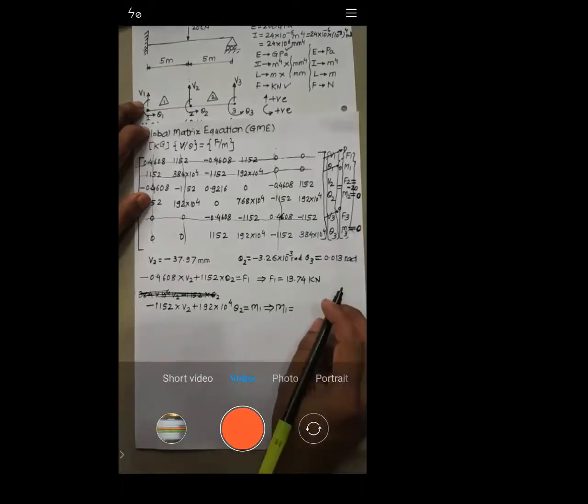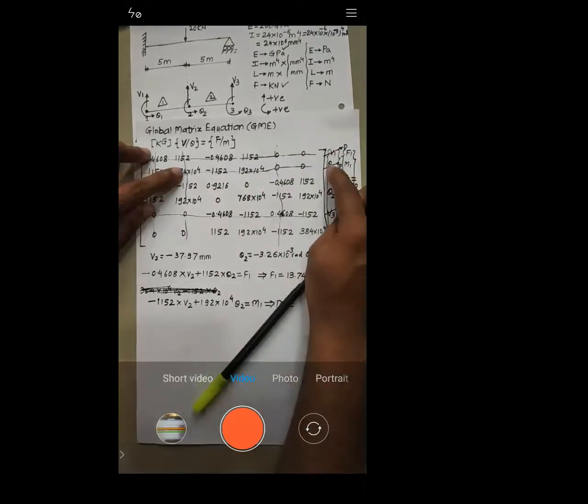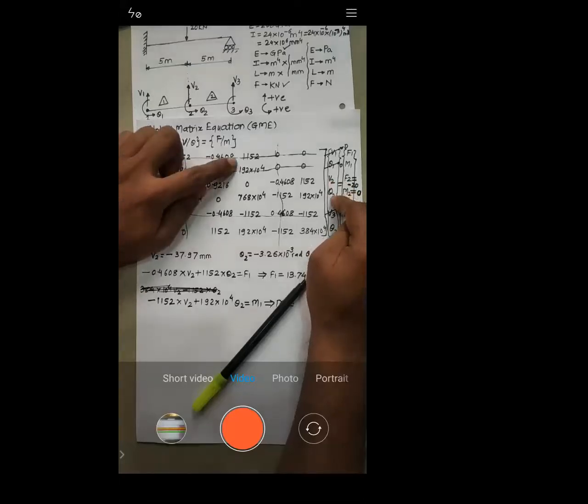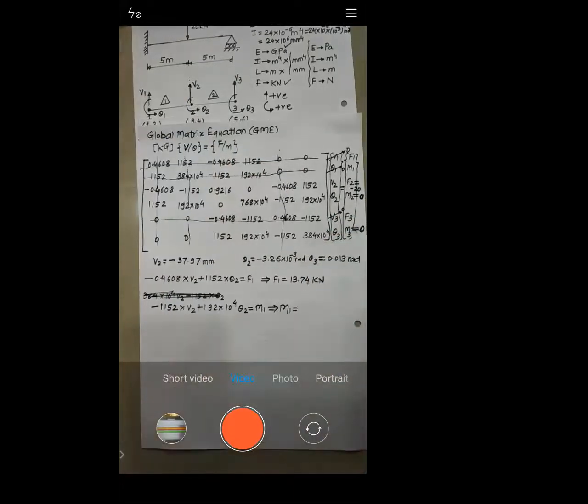See, this second row multiplied by this column. So this into this is 0. Again, this into this is 0. Minus 1152 into V2, that is written. Plus 192 into 10 raised to power 4 into theta 2, that is written. This into this is 0. Again, this into this is 0. So it is equal to M1. So tell me the value of M1.